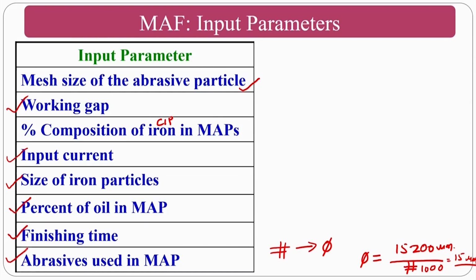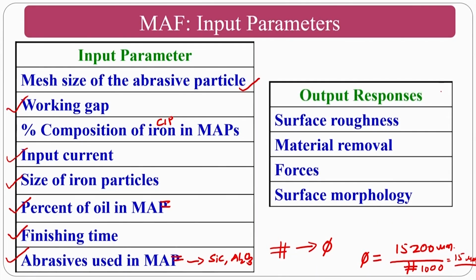Abrasives used in this particular process. So, abrasives normally one can use: silicon carbide, Al2O3 and so on, you can use as per your requirement.